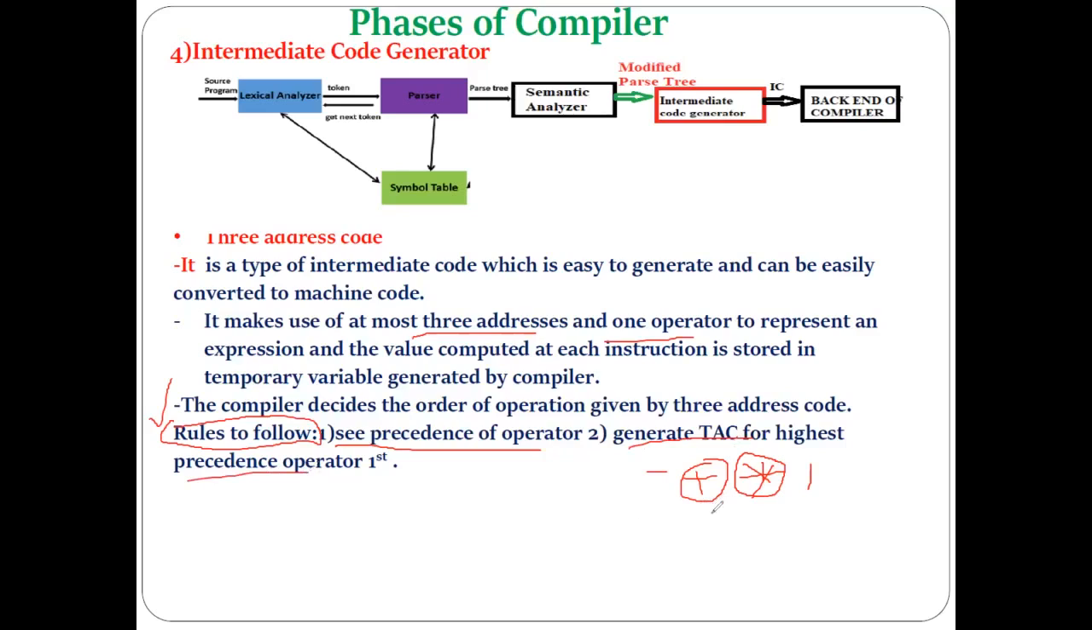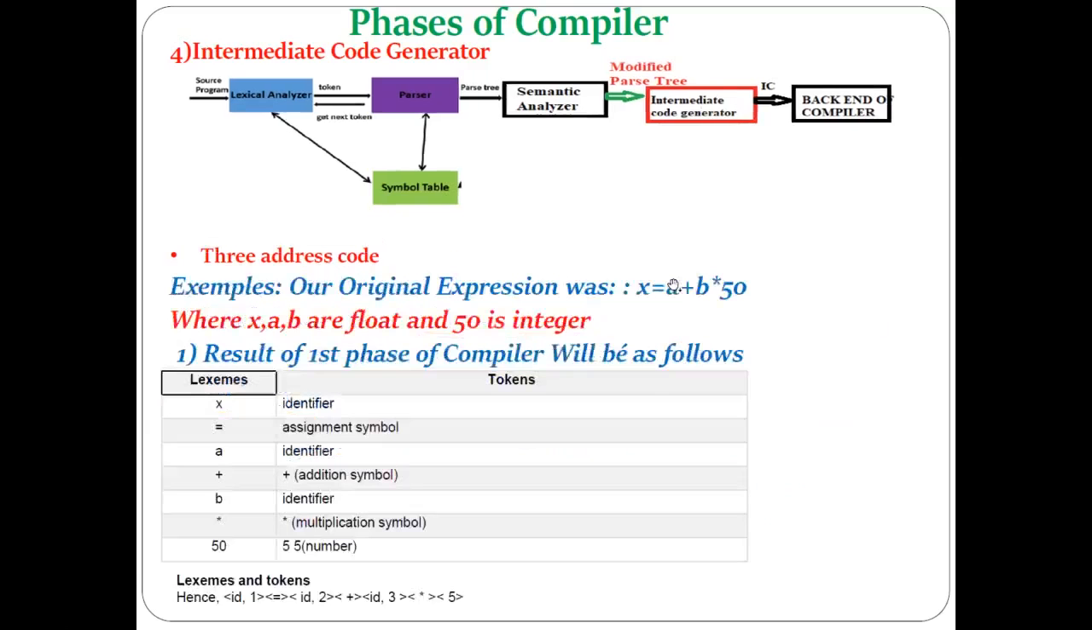So in your expression, if plus and multiplication are both there, then you have to first generate the 3 address code for the expression which is being surrounded by the multiplication operator. Okay, so let's see that in the example. Now, as you know the working of the previous phases of the compiler, we'll just recap and then we'll come to the 3 address code generation.